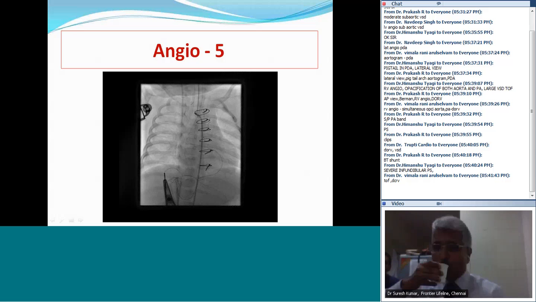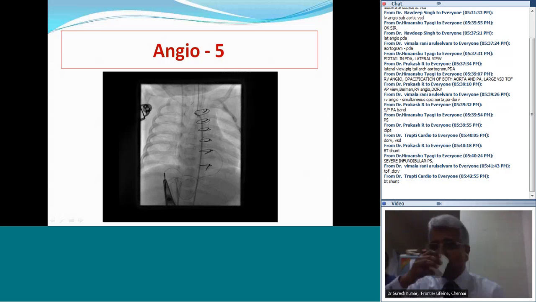And what type of VSD? When we say VSD in relation to DiGeorge syndrome, what type of VSD is specifically related? Any answers? Correct. So it's mainly outlet and perimembranous VSDs, predominantly perimembranous VSDs.